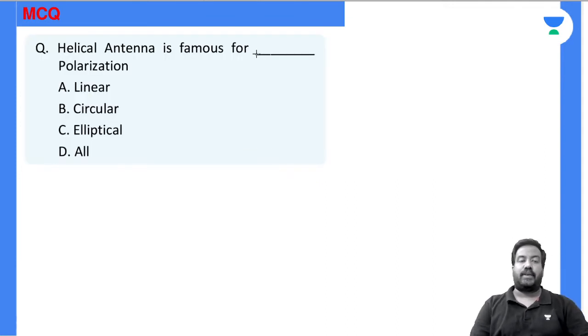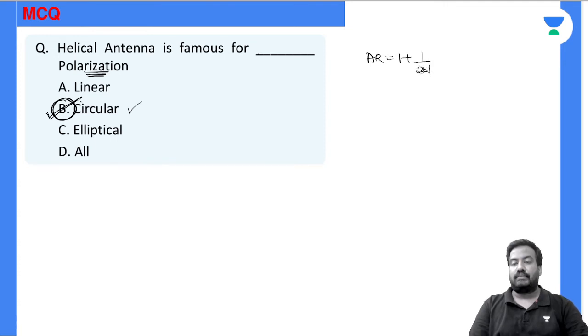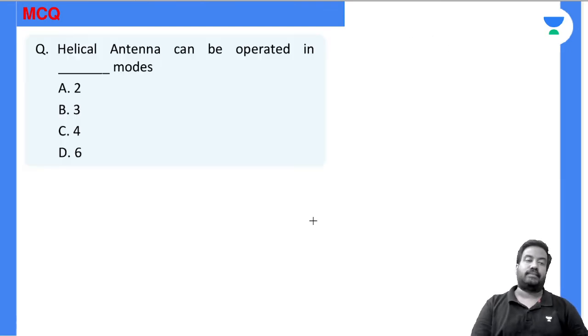Helical antenna is famous for dash polarization. Helical antenna is famous for circular polarization. Helical antenna is the cheapest antenna which can produce circular polarization. And its axial ratio is given by 1 plus 1 by 2n, where n is the number of turns. The more the number of turns, the closer it will be to unity. Unity axial ratio refers to circular polarization.